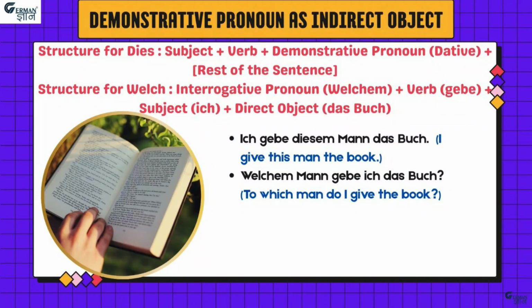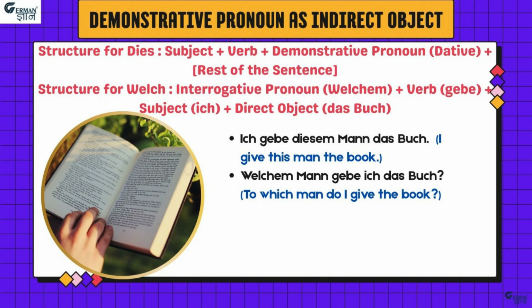Demonstrative pronoun as an indirect object. So for diese, the sentence structure is subject, verb, then the demonstrative pronoun from the dative case, and then the rest of the sentence. And for welche, the sentence structure is the interrogative pronoun welchem from the dative case, then verb, then subject, and then the direct object.